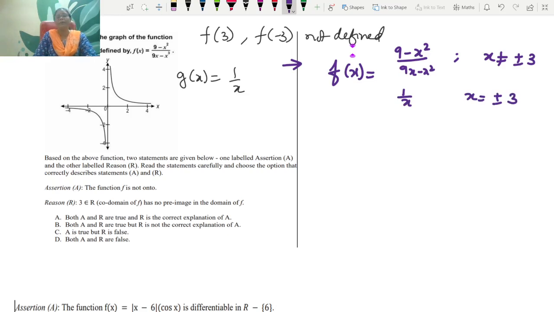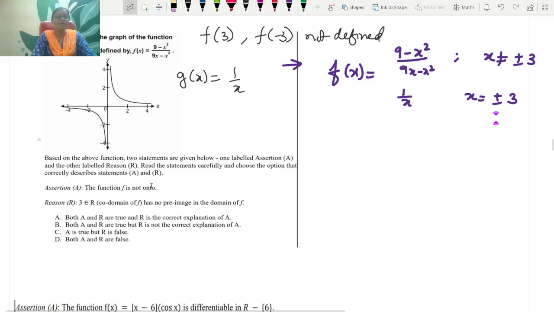It is simply 1 upon x. That's all. So that is how they have made this continuous. Isn't it defined for x equal to 3 as well as minus 3? The part of the curve is defined. So therefore, that means the graph has to be equivalent. So I'm redefining it. Now let's read the assertion.